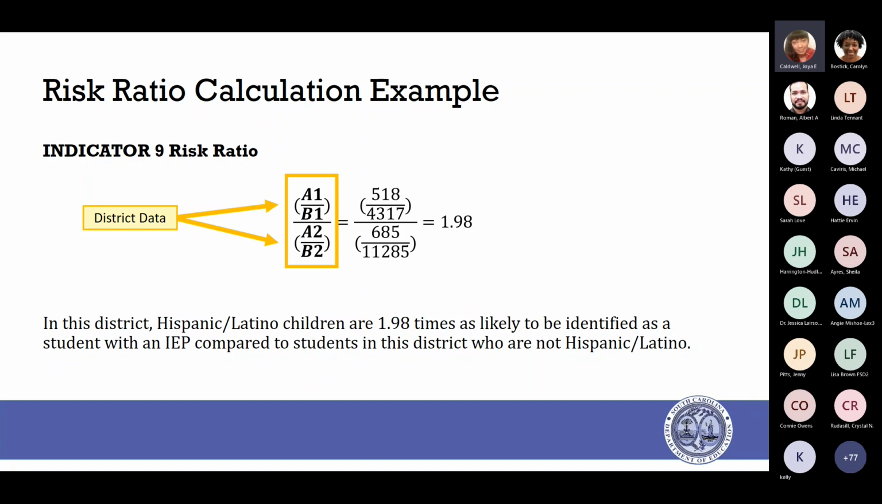Setting up our information, looking at our numerators and denominators, we see that both minimum conditions are met, where the numerators are greater than or equal to 10, and both denominators are greater than or equal to 30. So we can calculate the risk. And we find here that in this district, Hispanic or Latino children are 1.98 times more likely to be identified as students with an IEP compared to students in this district who are not of that same race. Next slide, please.